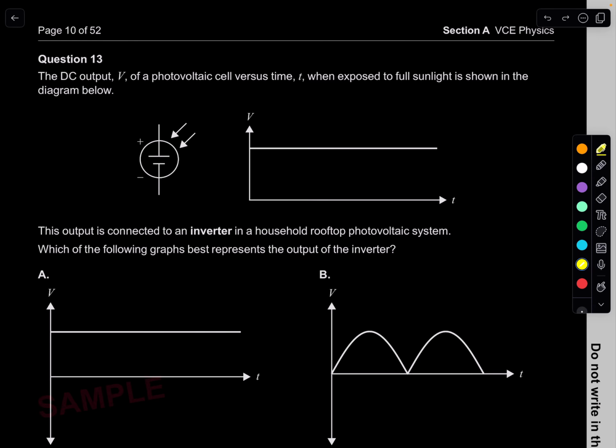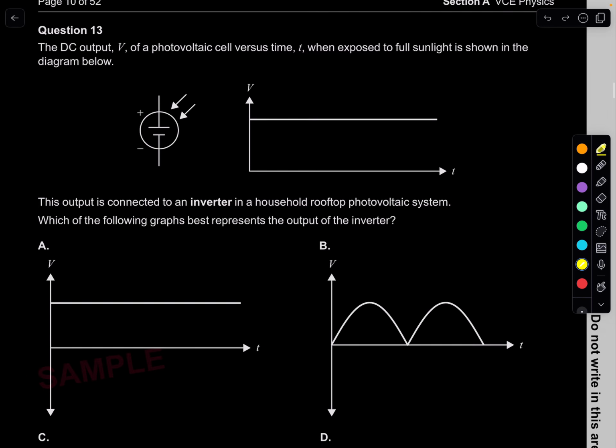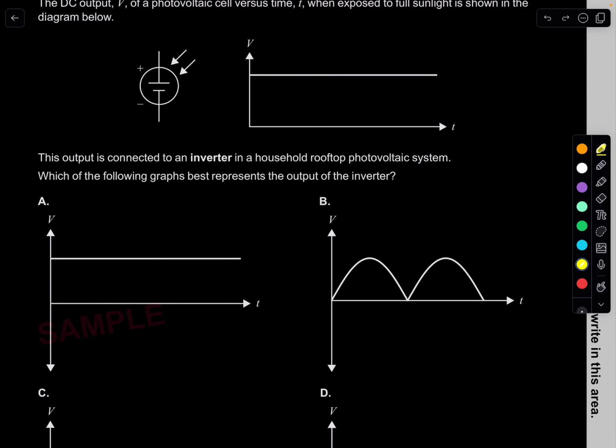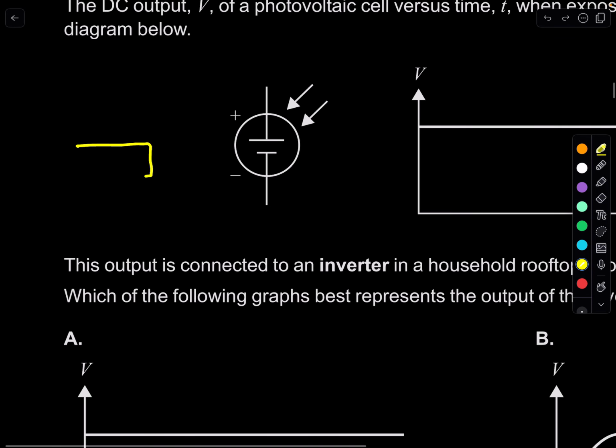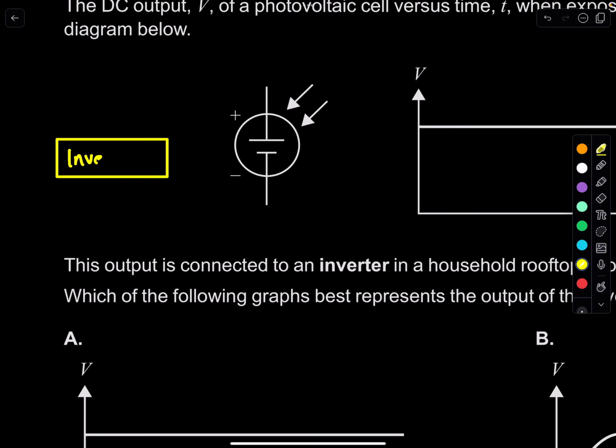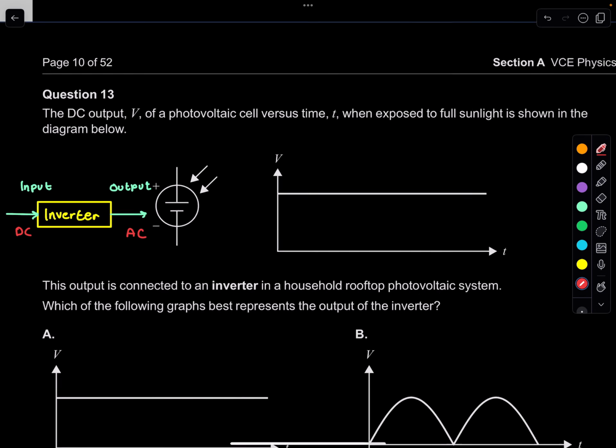In a household rooftop photovoltaic system, which of the following graphs best represents the output of the inverter? Remember, let me write these down here. So let's say you have this inverter here. Your input, the thing that you put inside of it, then the output. So we input DC and it outputs AC basically. That's what an inverter does.